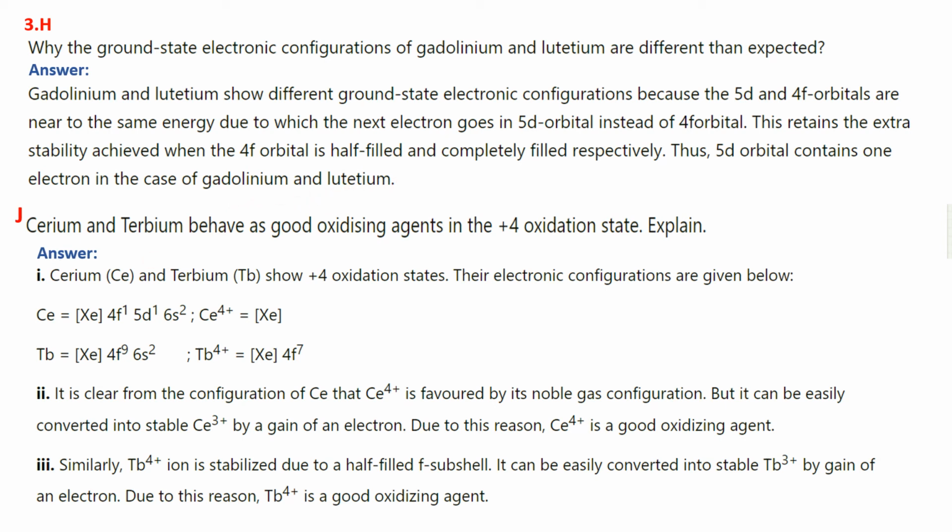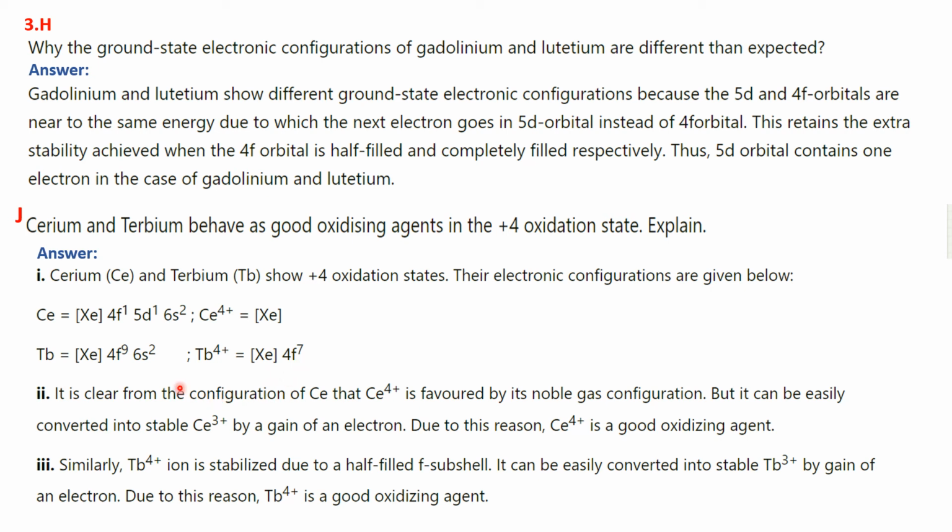Question J. Cerium and terbium behave as good oxidizing agents in the +4 oxidation state. Explain. Answer. Cerium and terbium show +4 oxidation state. Their electronic configurations are cerium, Xe 4f1, 5d1, 6s2. In +4 oxidation state, the electronic configuration is xenon configuration. Terbium, electronic configuration is Xe 4f9, 6s2. In +4 state, the electronic configuration is Xe 4f7.